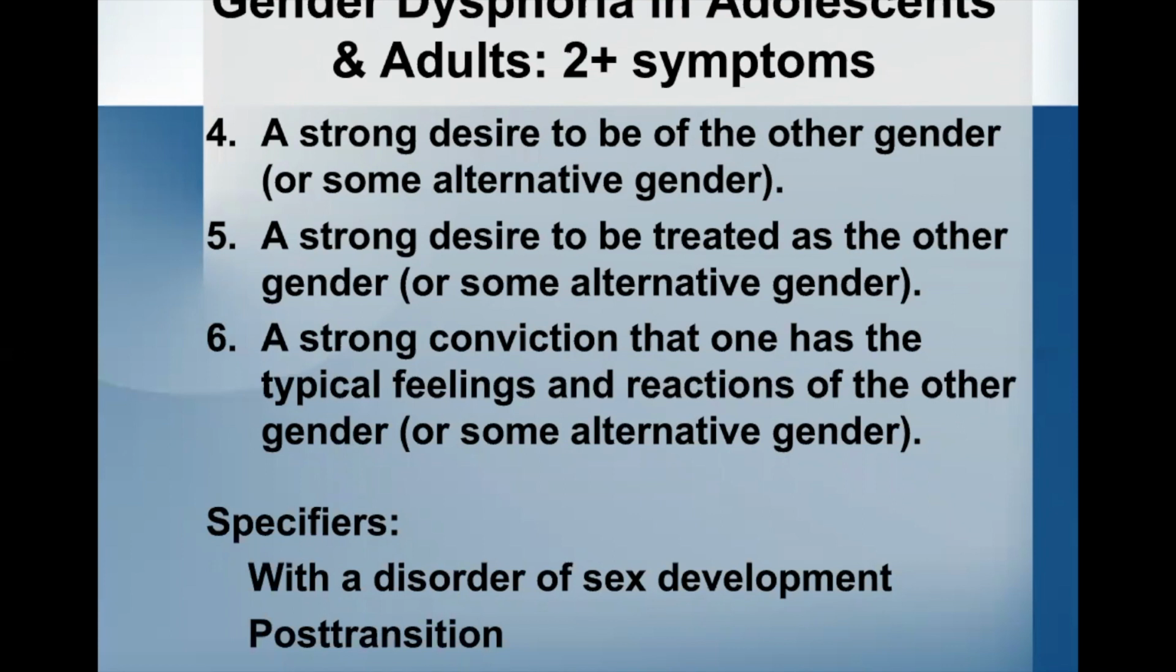Again, we would add specifiers. We would add the specifier of with a disorder of sex development. Again, that would be similar to what we talked about with children, where they were born with ambiguous or non-standard genitalia. We would also add the specifier post-transition for those individuals that have transitioned to full-time living in their desired gender.